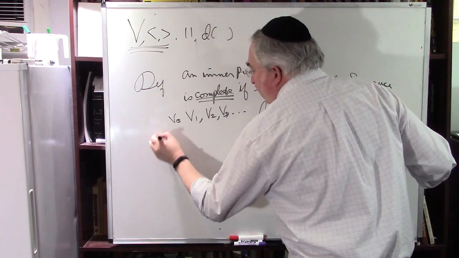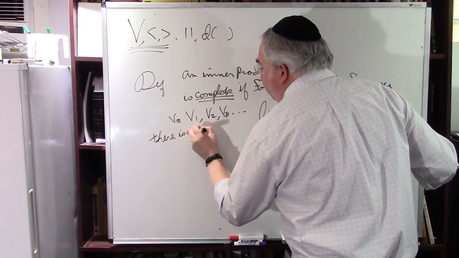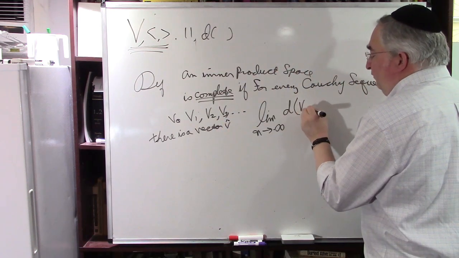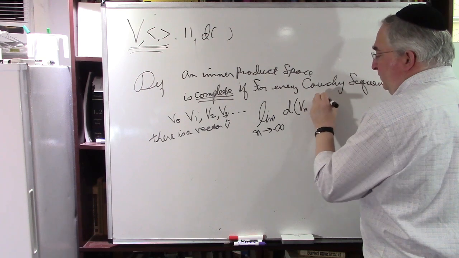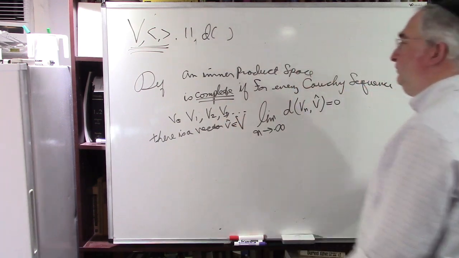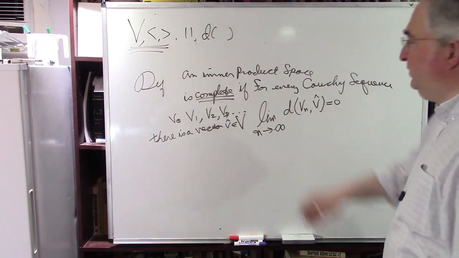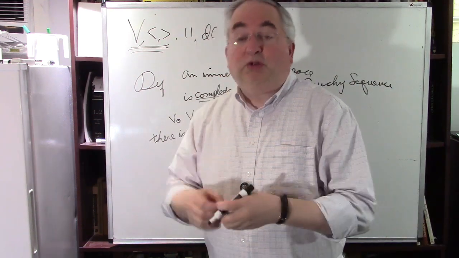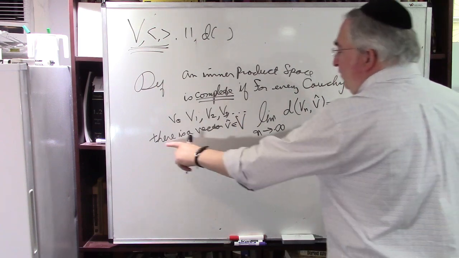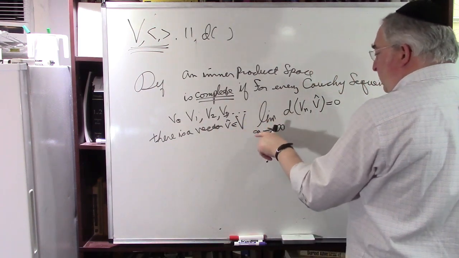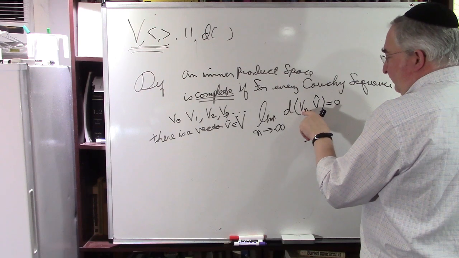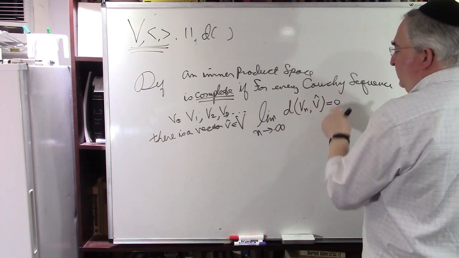there is a vector, we'll say V hat, such that the limit as n goes to infinity of the distance from Vn to V hat is equal to 0, and V hat is in V. Okay, so let's say it again. An inner product space is complete. That means you get what you're aiming at. It's complete if for every Cauchy sequence like that, there is a vector V hat such that the limit as n goes to infinity, in other words, as n gets further and further, the distance from Vn to V hat is equal to 0.